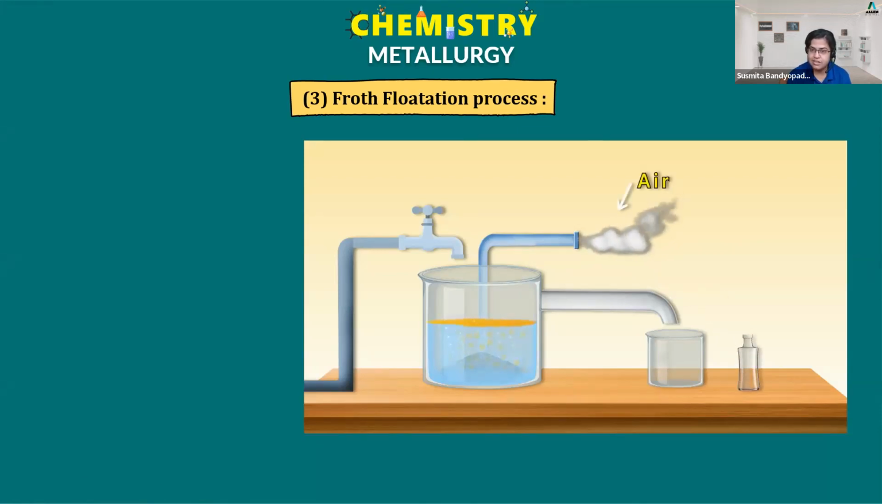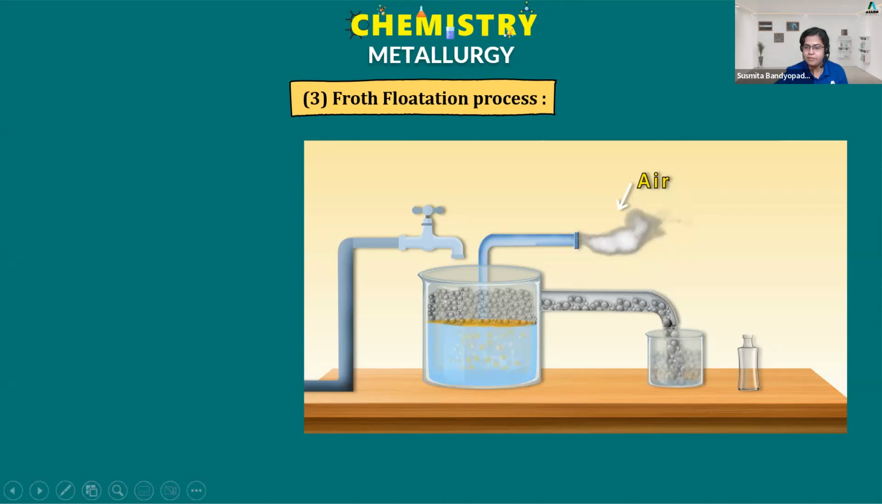And then air, compressed air, will cause the oil to form a froth on the top. I'll add a froth stabilizer so that the froth remains there for some time. And don't forget that the ore particles stick to the froth, and when it can be separately collected, what we get in the froth is the ore particles. The gangue or the impurity will be present in the water. Got some idea, everyone? Fine?